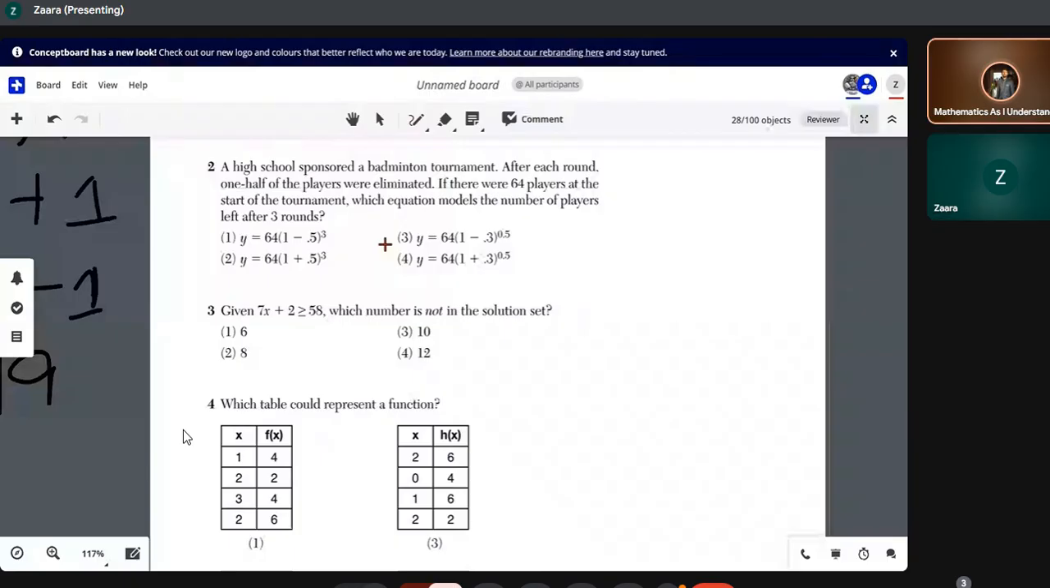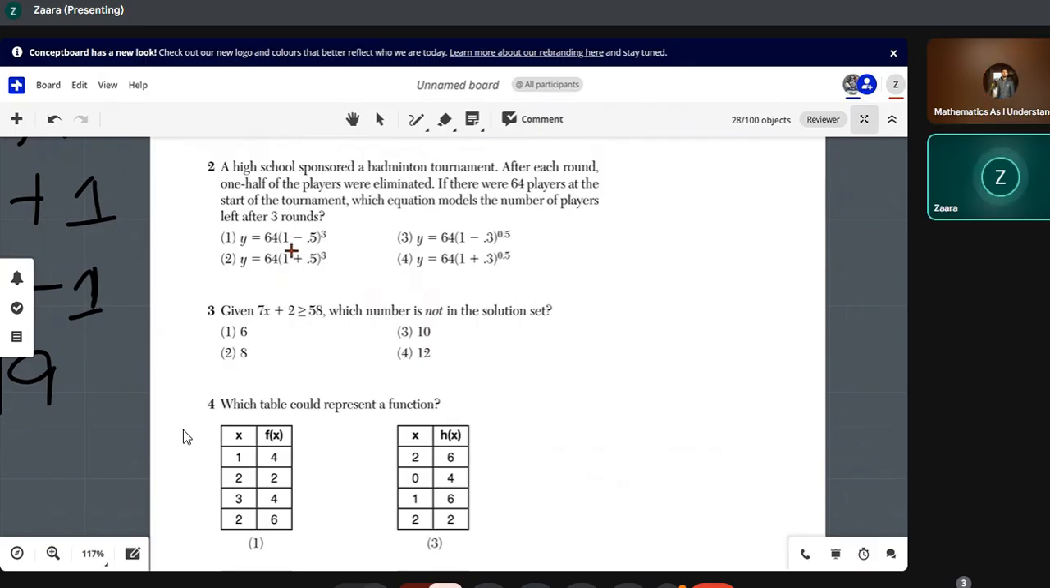So the question says they are eliminated, right? Not that the number of players will increase. So if they are eliminated, do you not think it will come with the subtraction sign, when you are adding 0.5 to 1? That means you are getting an exponential curve which is increasing, right? But do you not think that it needs to be a decreasing exponential function? It will come when you subtract 0.5 from 1. So option 1 is correct.